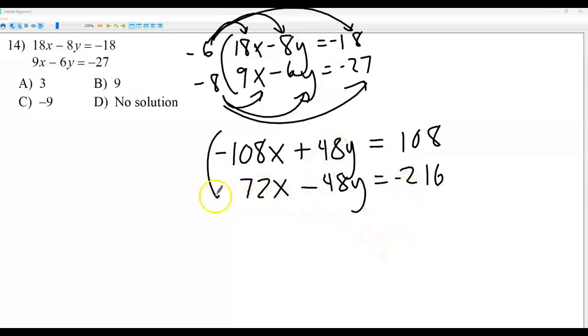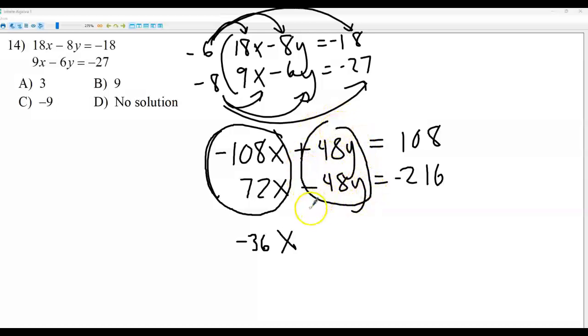All right, so after you distribute a -1, you're ready to combine your equations together. So we're going to add these two things together. So what is -108 plus 72? I think that's going to be -36 if I'm not mistaken. Let me make sure. 28 plus 8. Yeah, 36.